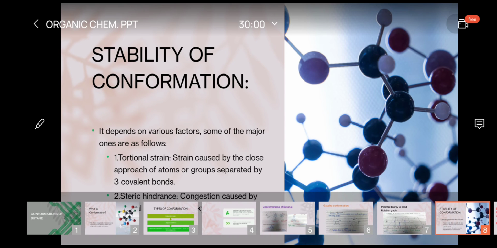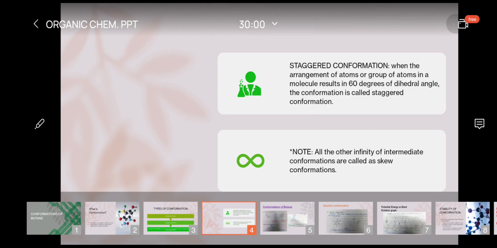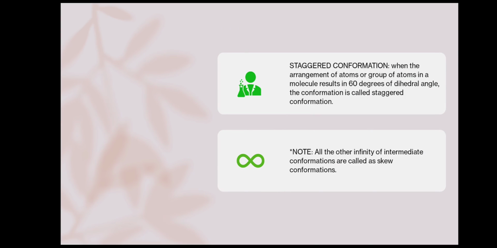Next, if we look at the fourth slide again, there are various other conformations apart from staggered and eclipsed conformations, but they are of less significance here. So we will briefly see what they are called. All the other infinite intermediate conformations are called skew conformations.